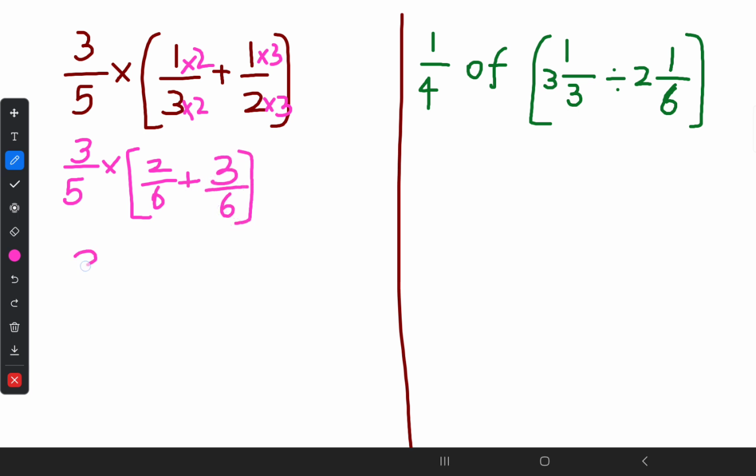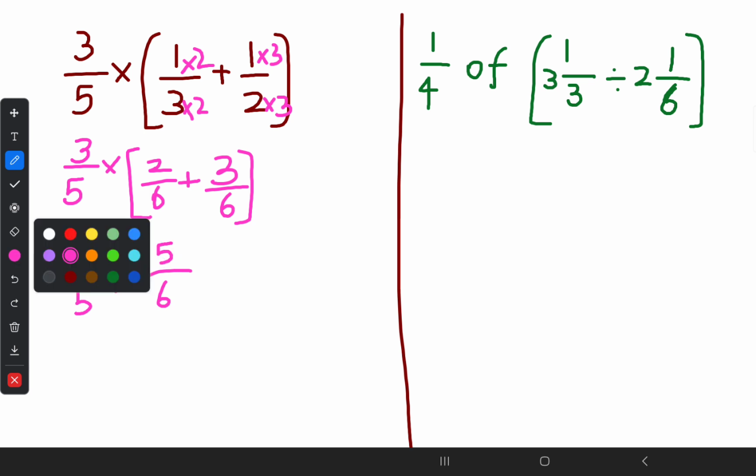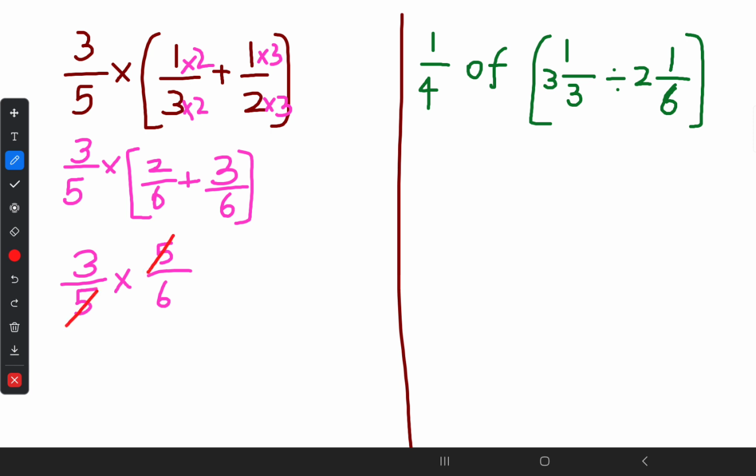Then after, 3 upon 5 multiplied by, here the denominators became the same. So we can write the common denominator and you should add 2 plus 3. It would be 5. Then after we can simplify. 5 and 5 can be simplified, 1 time. 6 and 3 also can be simplified. 1 3s are 3, 2 3s are 6. Then finally 1 1s are 1, 1 2s are 2. So 1 upon 2 would be the final answer in the first question.